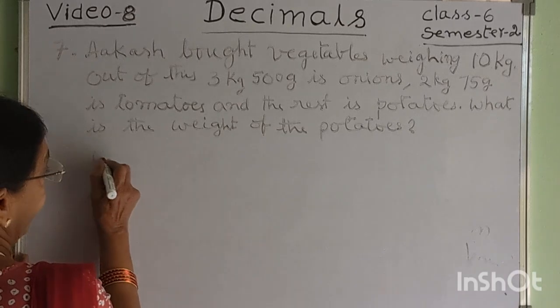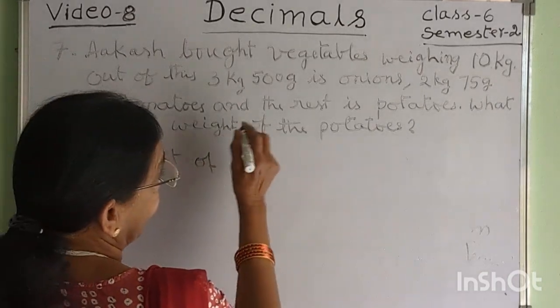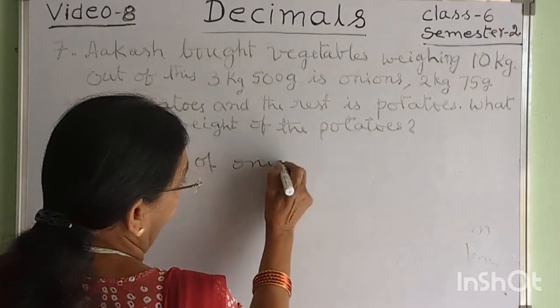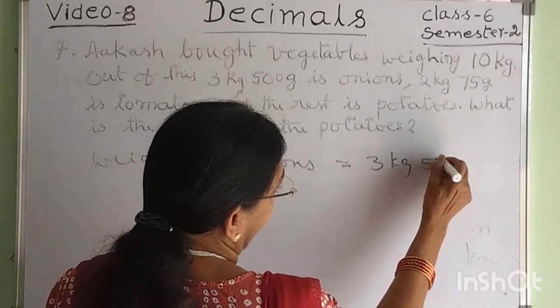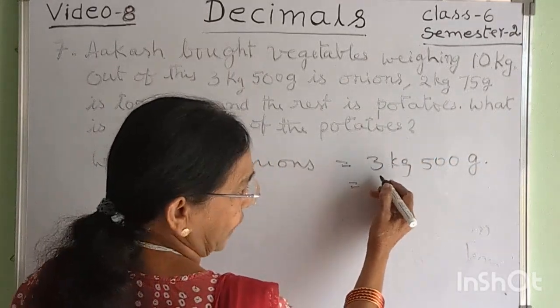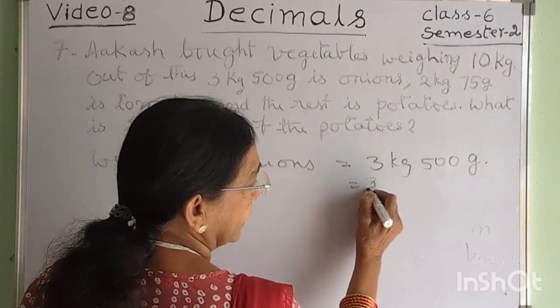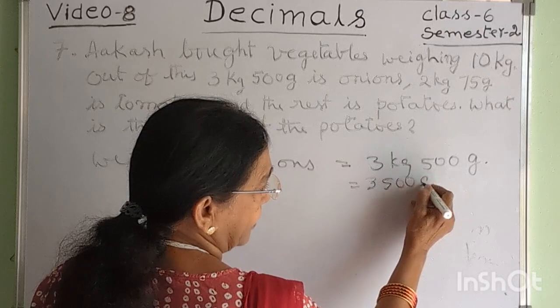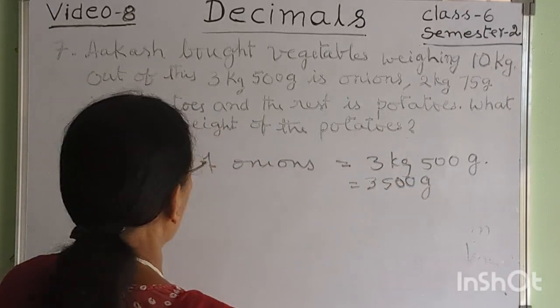So weight of onions is equal to 3 kilograms 500 grams. That is equal to 3000 grams plus 500 grams. 3000 plus 500, 3500 grams. We will keep it like this only, 3500 grams.